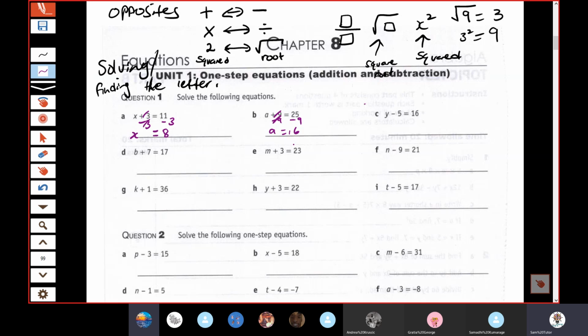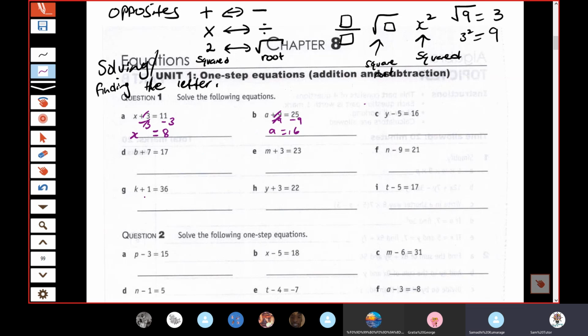Sam? Yes? What's the point of minusing the opposite 9? So again, you have to do the opposite so you can get rid of it. The whole idea is you're meant to do the opposite to get rid of the plus 9.